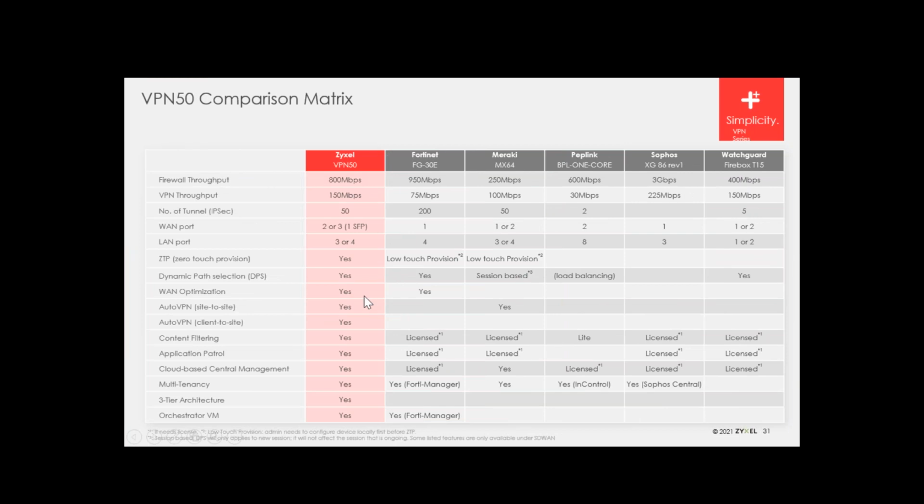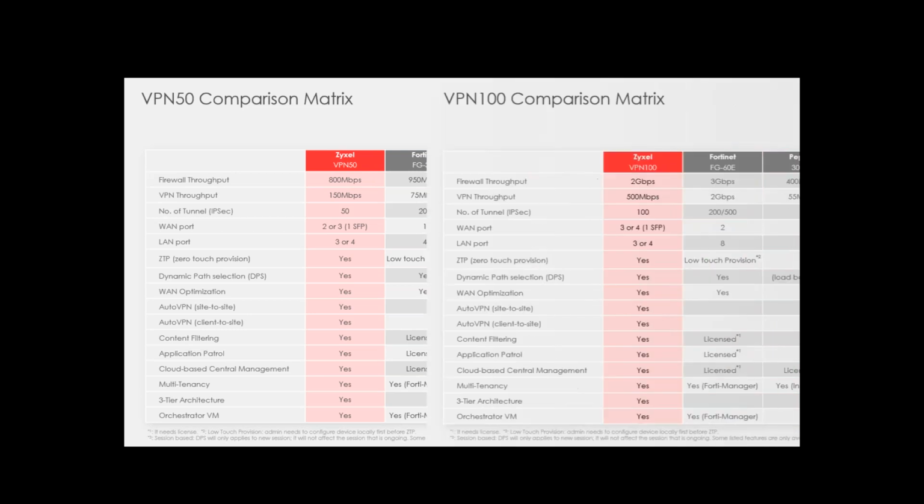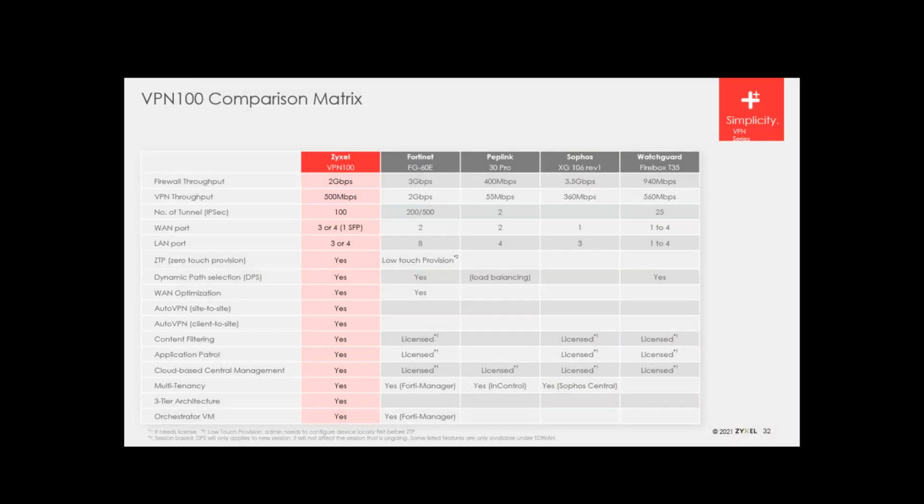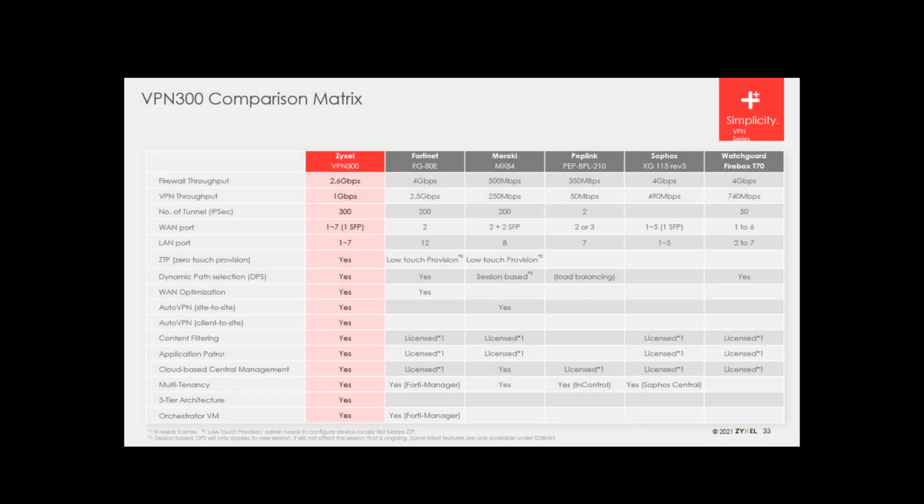So one of the things over these next slides, which I'm going through really quickly because you're going to get them, but as you can see, you can look at a particular competitive device, you can compare that to the appropriate performance of the Zyxel device. So here we have the VPN 100, VPN 300, so on and so forth.